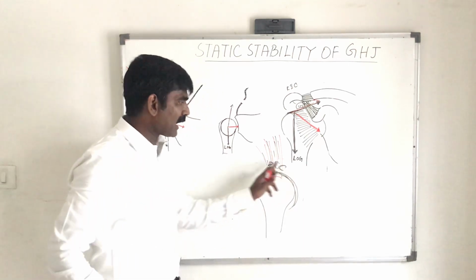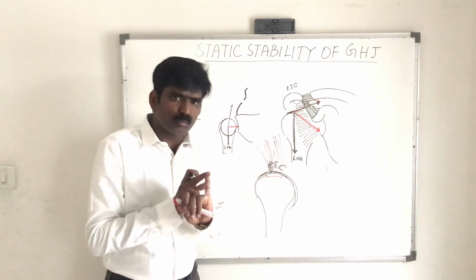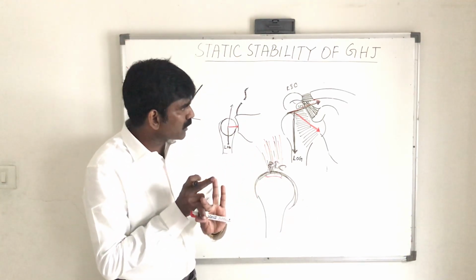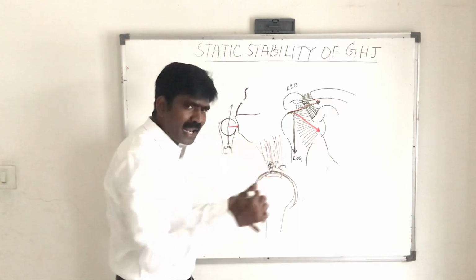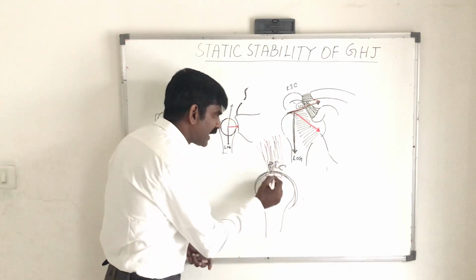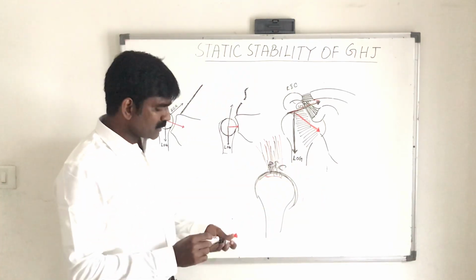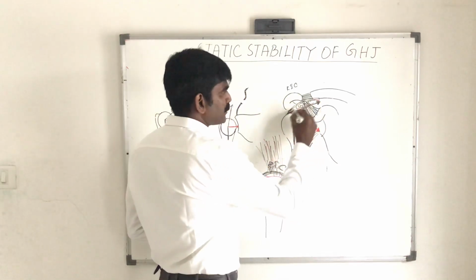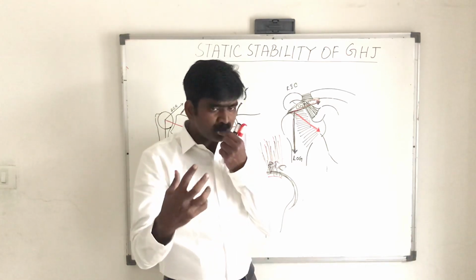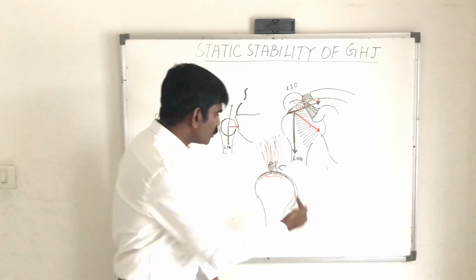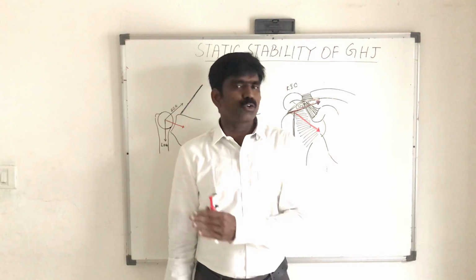What is the RIC? Rotator interval capsule. The rotator interval capsule has three components: the glenohumeral ligament, the coracohumeral ligament, and the superior joint capsule. So the supraspinatus muscle blends with all these three structures and then gets inserted into the greater tubercle. So what happens when this muscle is stretched? When the supraspinatus muscle is stretched, passive tension is created in the muscle, and that tension is transmitted to the RIC, and now this tension is required to maintain the static stability of the glenohumeral joint.